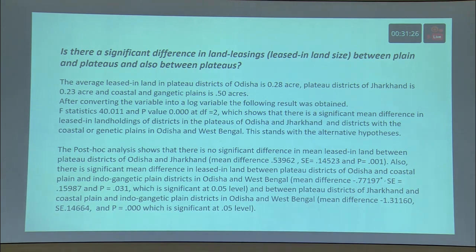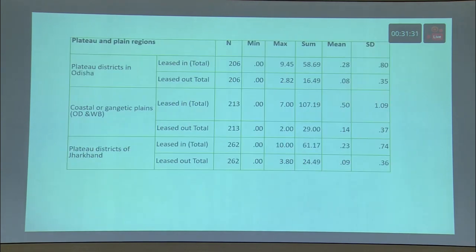Is there a significant difference in land leasing between plains and plateaus, and also between plateaus? Because some of you may not be from statistics, I cannot show you the modeling here, but you can see that there are differences. Especially the leased out rate is so much less compared to leasing in, in both Odisha and Jharkhand. And you may see that coastal and Gangetic plains have relatively higher leasing out compared to the leasing out rates in plateau regions, especially in Odisha and Jharkhand.